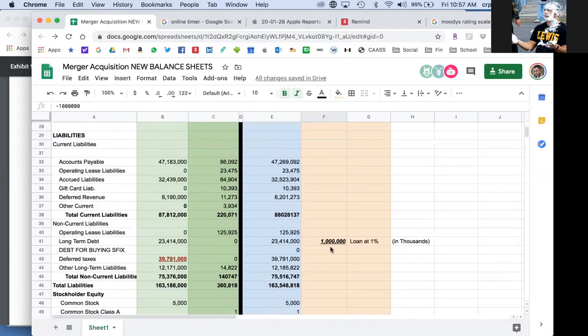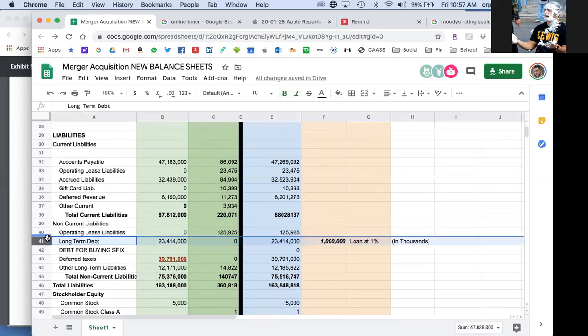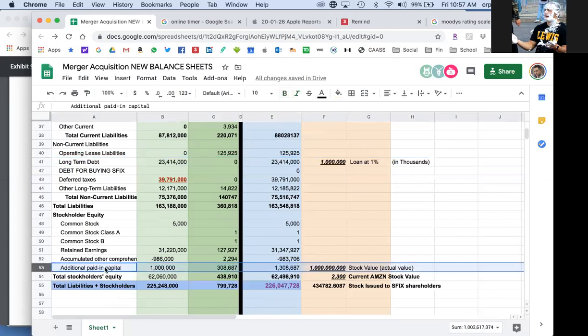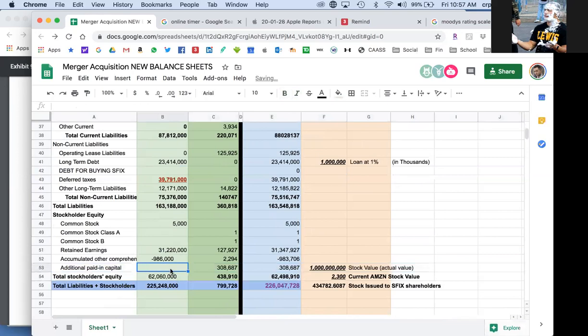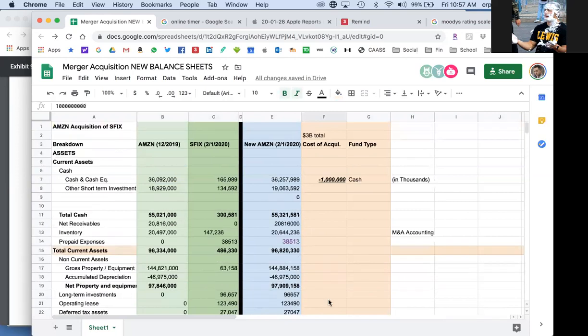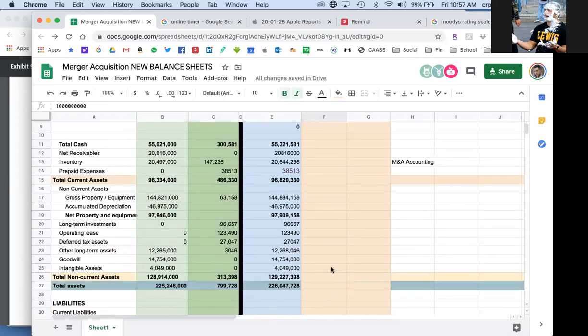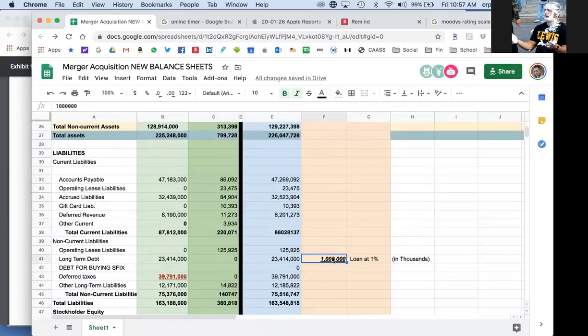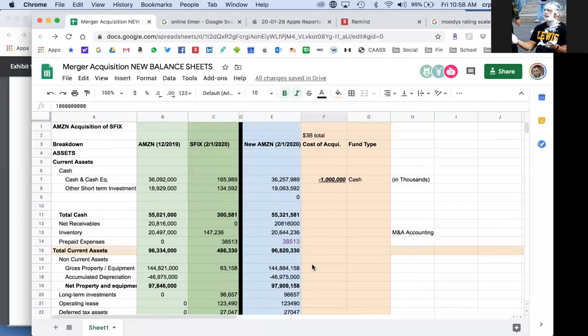It would be $1 billion in long-term debt alone, and it would be $1 billion in additional paid capital, which is $1 billion in stock. So we are kind of just saying it's going to be a $3 billion purchase. That's what we're going to say here. It's going to be a $3 billion purchase. 1 billion cash, 1 billion in long-term debt, so a loan at 1%, and then 1 billion in stock. I don't need you changing balance sheet numbers at all. Just leave it on the side.